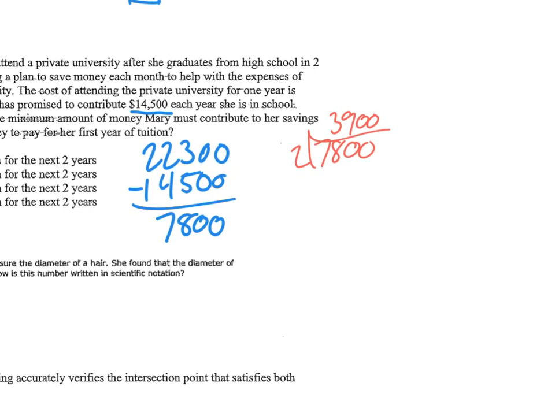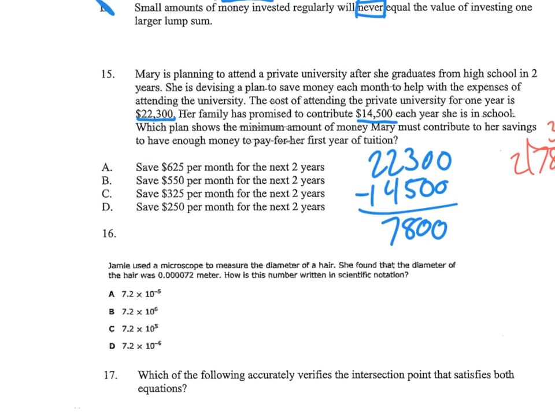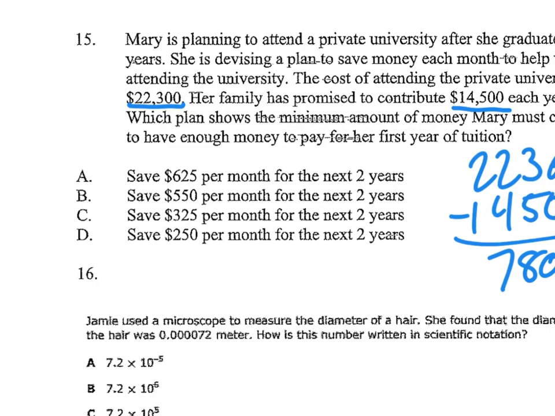So if she's got 2 years, that's the 1 year. But for per month, we're going to take that $3,900 and we are going to divide it by 12, okay? Because we need to know for each month, and that comes out to $325. So looking at our answer choices, the only one that even says 325 is going to be C.